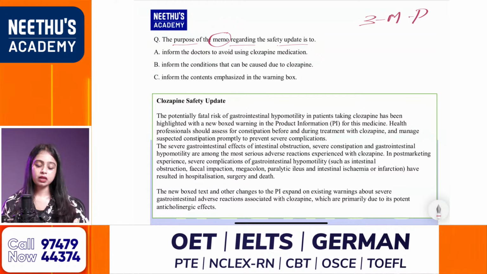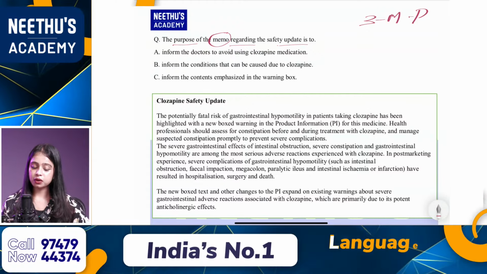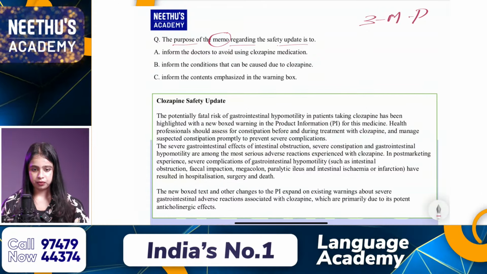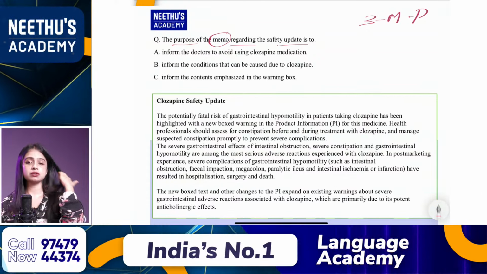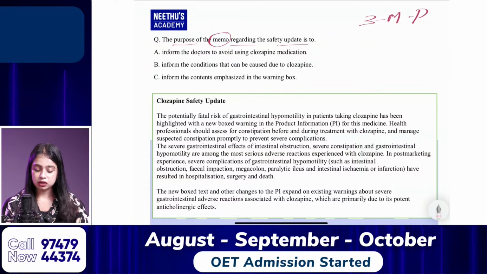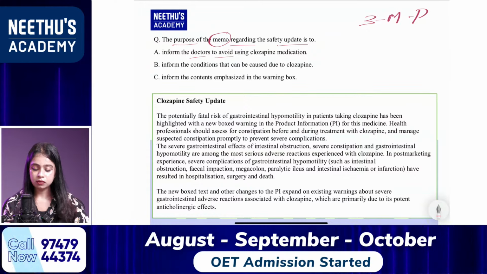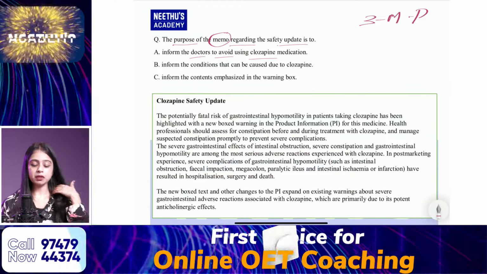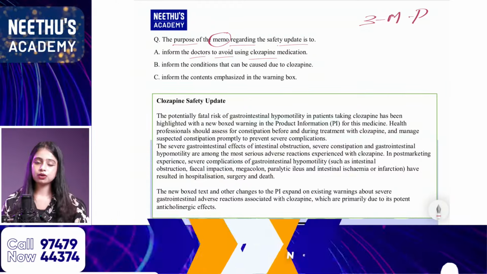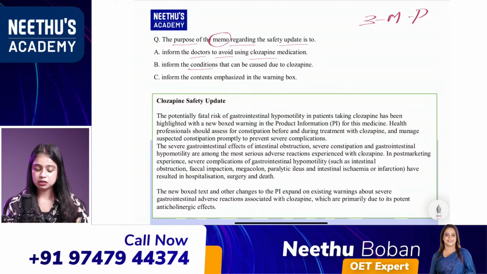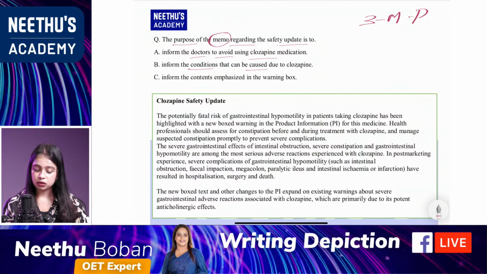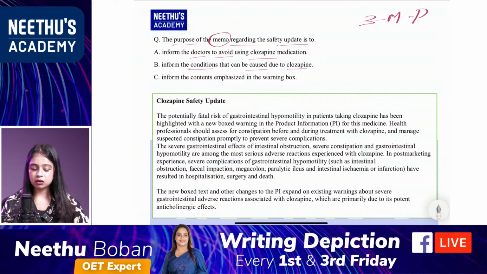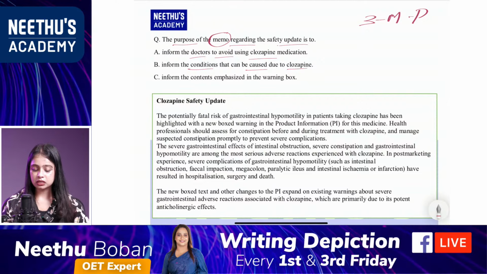Clear? Then coming to those options. First one, inform the doctors to avoid using clozapine medication. What are the keywords from the first option? My keywords: doctors, avoid, then clozapine. From the second option, inform the conditions that can be caused due to clozapine. My keywords: conditions, caused, clozapine. And from the third option, inform the contents emphasized in the warning box.